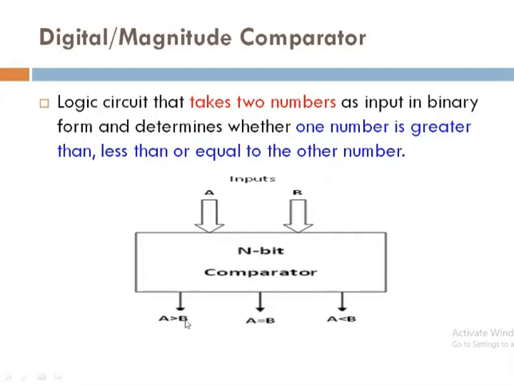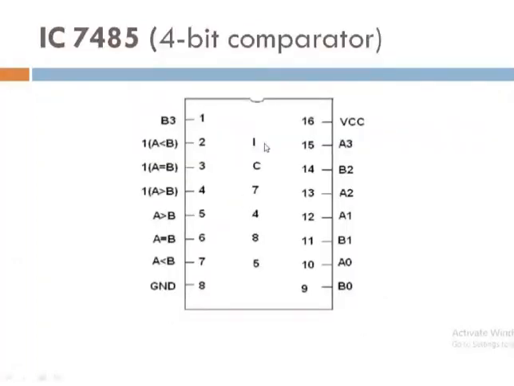If you compare any 2 bits, you get these three outputs. Actually, at a time only one output pin will be high, but you should consider these three output pins. In this particular IC, I have three output bits, that is pin number 5, 6, and 7. So there are now a total of 13 pins. Now the remaining 3 pins, pin number 2, 3, and 4, are considered as cascading inputs.